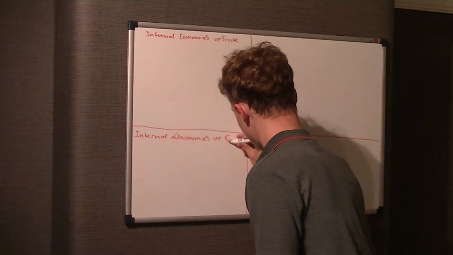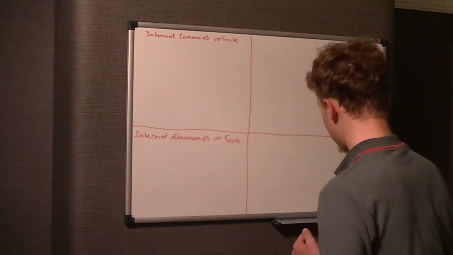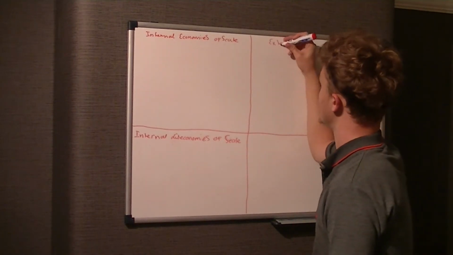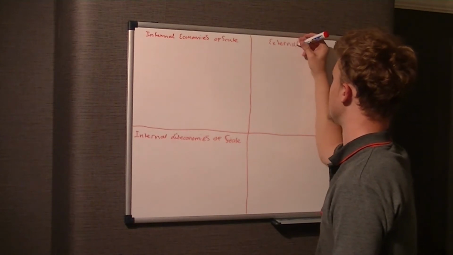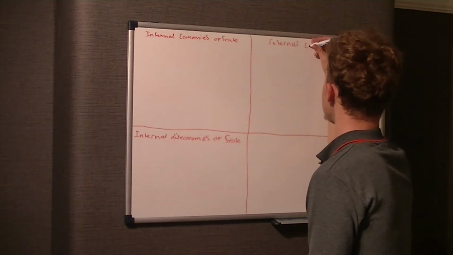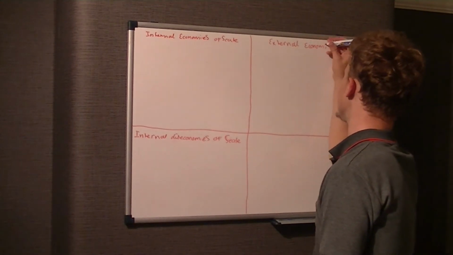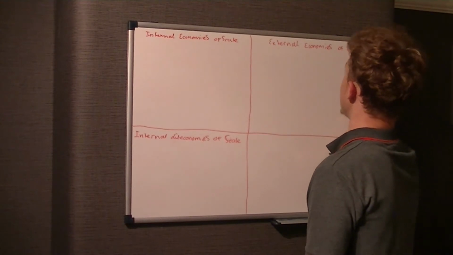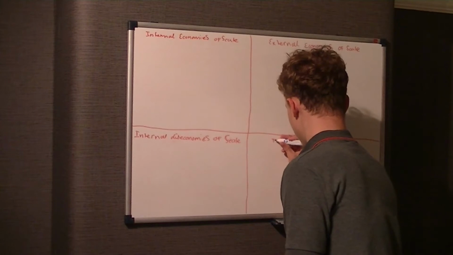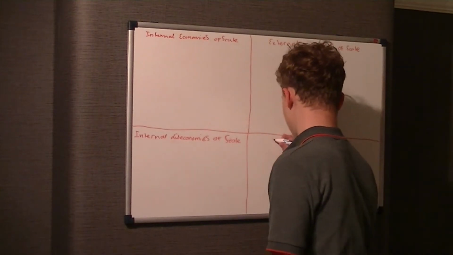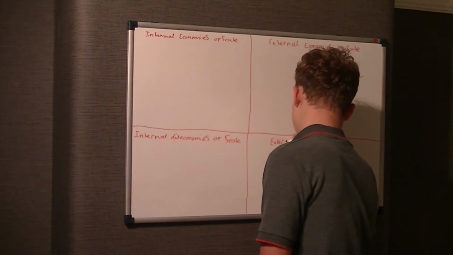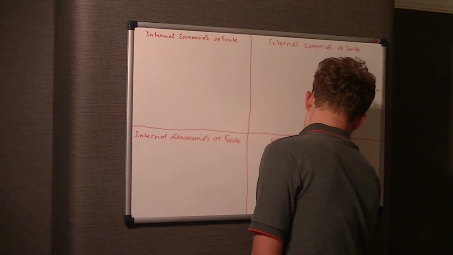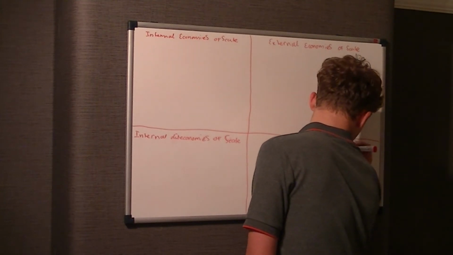Now if you're copying them down, wait for me to write these in. You have to think about what we meant when we were talking about economies and diseconomies of scale. So I'll just finish this off and then I'll go through that. In your four sections of the board, you should have your internal economies and diseconomies of scale, and your external economies of scale and external diseconomies of scale.